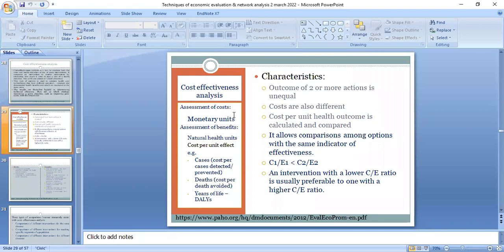Now, the inputs, as in all types of economic evaluation, are in monetary values, while the outputs in cost effectiveness analysis are natural health units, that is a cost per unit effect. Examples include, in case of cases, cost per case detected or prevented. In case of deaths, it can be cost per death avoided or years of life or disability adjusted life years. Characteristics include that the outcome of two or more actions is unequal. Costs are also different. Cost per unit health outcome is calculated and compared. It allows comparisons among options with the same indicator of effectiveness.